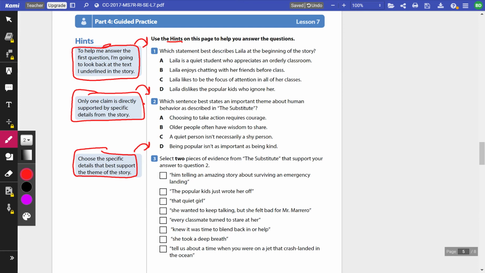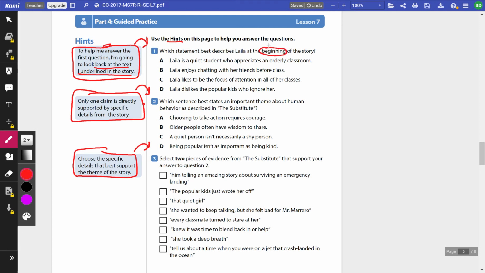So let's go ahead and look at number 1. Let's look at the hint first. It says, to help me answer the first question, I'm going to look back to the text I underlined in the story. So you need to look back at the text that you underlined in the story to help you answer this question. And question number 1 says, which statement best describes Layla at the beginning of the story?